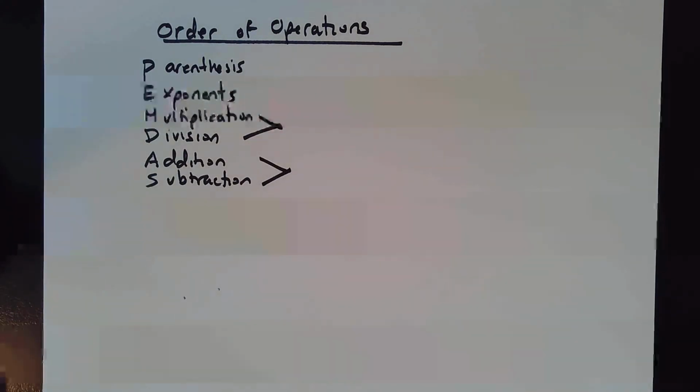Okay, now when it comes to multiplication and division and addition and subtraction, the order depends. Which one comes first depends on which one shows up first from left to right. So if multiplication appears first from left to right, you do multiplication first. But if division appears first from left to right, you do division.